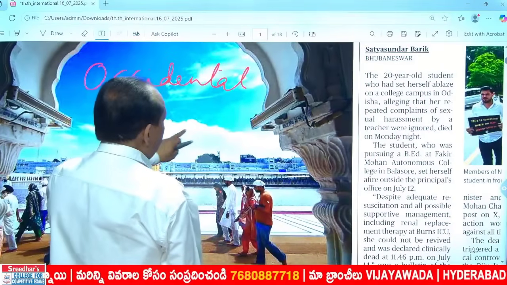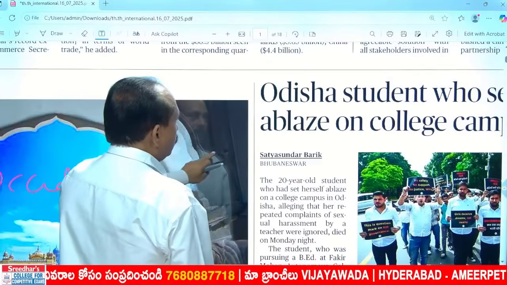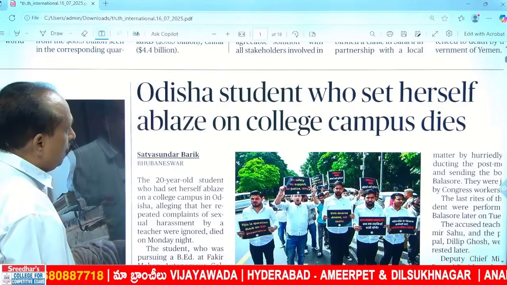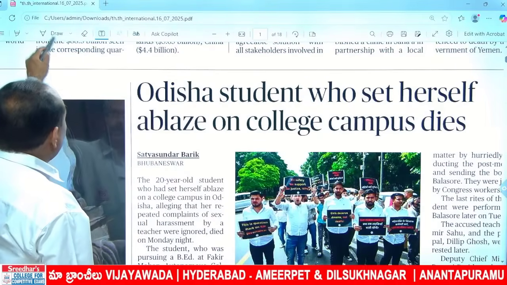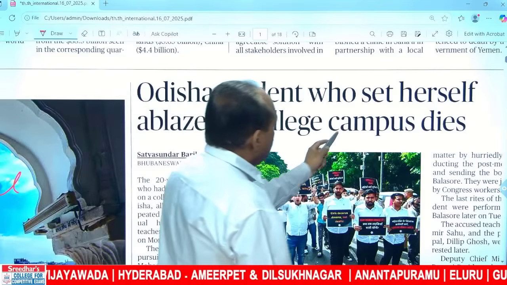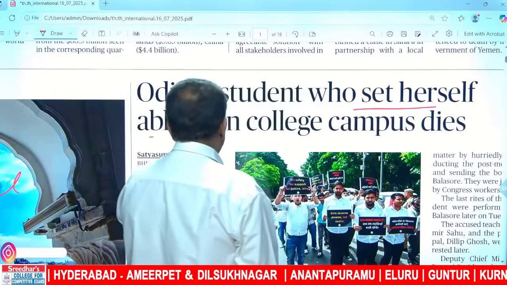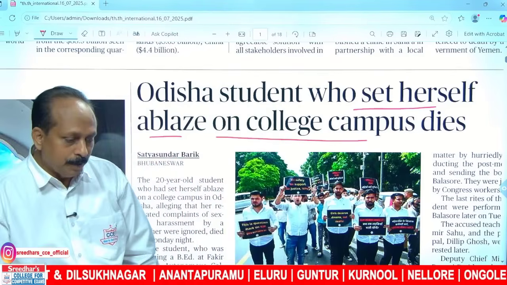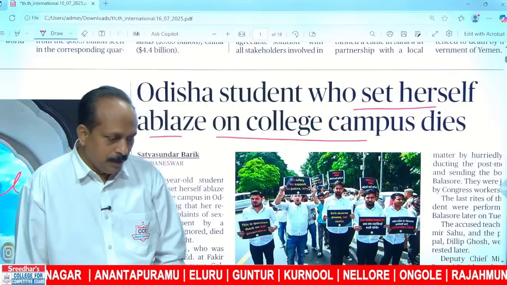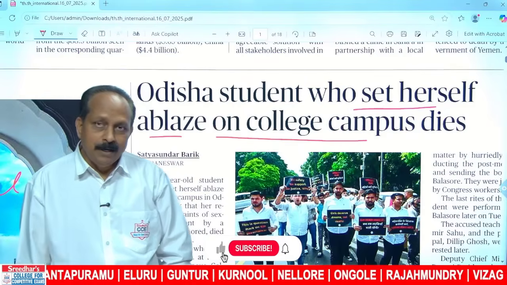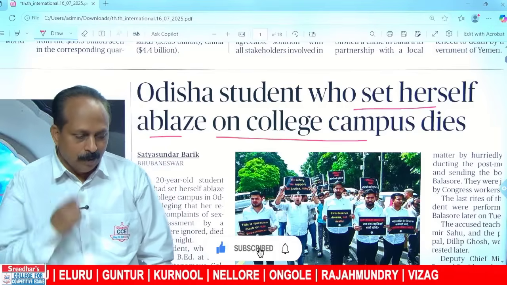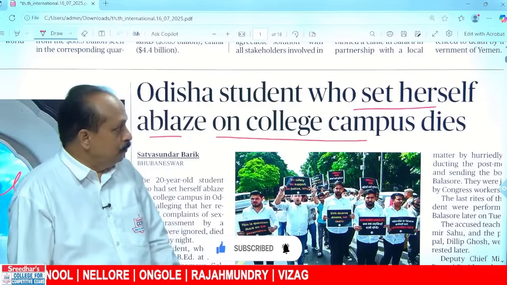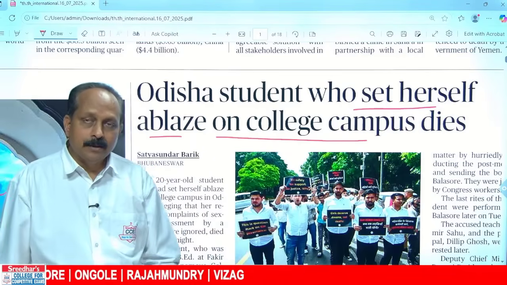We have another headline. What is that headline? Odisha student who set herself ablaze on college campus dies. There are two important expressions here. One, set herself ablaze. Another, on college campus. Very important. Who is this Vishnu? Holy, culture, heritage, traditional, pilgrimage, sacred, devotional, theology. Wonderful. I appreciate that. And when it comes to set herself ablaze, there's another expression.